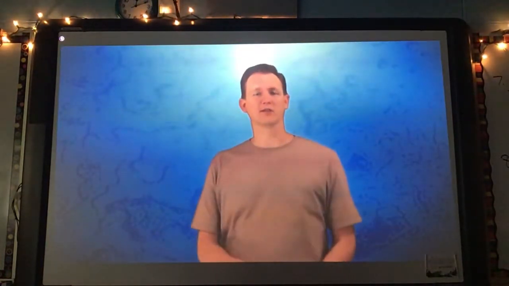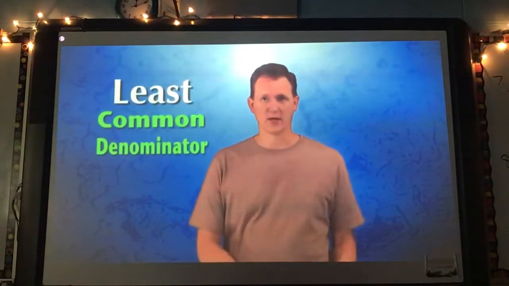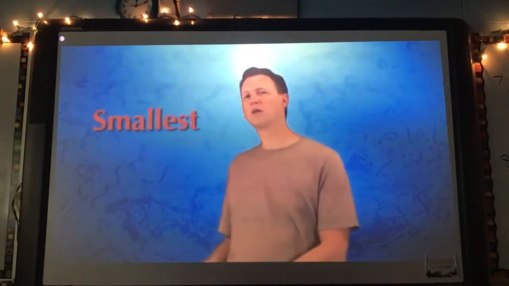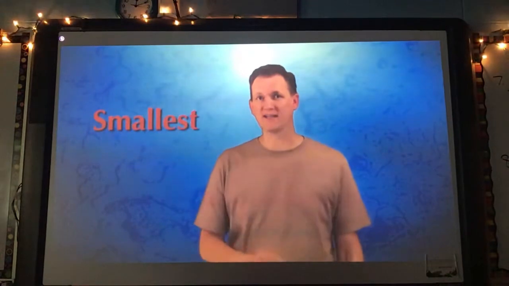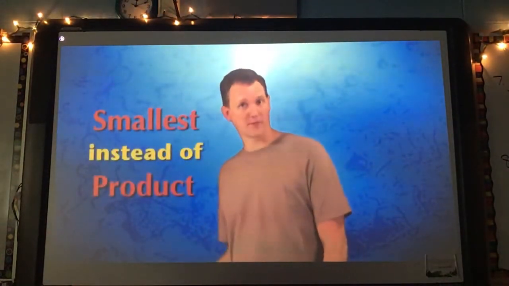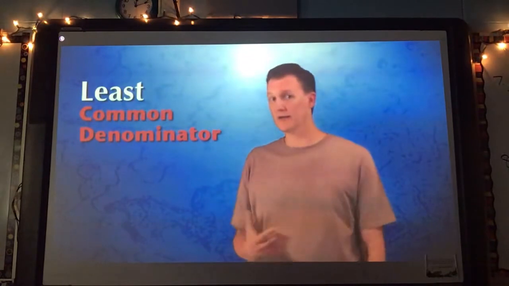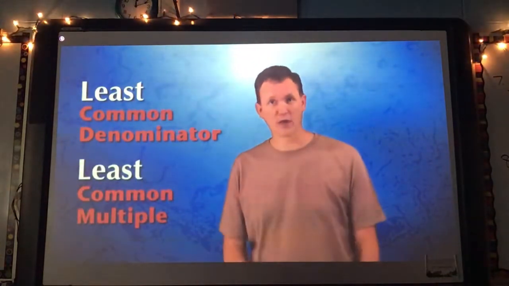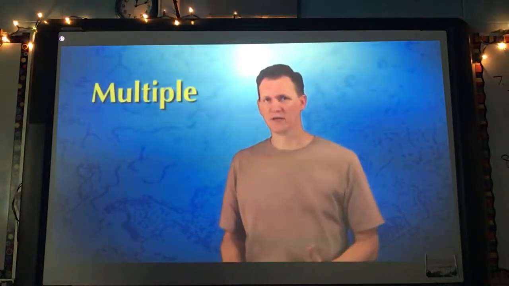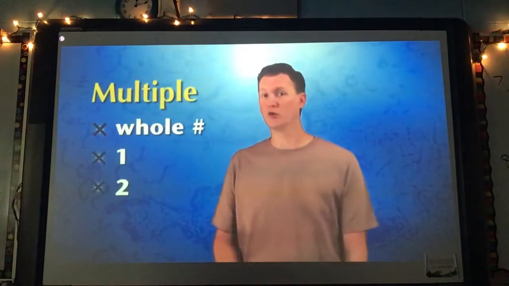This new method is called finding the least common denominator because it involves using the smallest common denominator we can find instead of just using the product of the bottom numbers like we did in the first method. To find the smallest or least common denominator of 2 fractions, we need to figure out what the smallest or least common multiple of the 2 bottom numbers is. Now, in case you've forgotten, a multiple of a number is just the result of multiplying it by another whole number, like 1, 2, or 3.